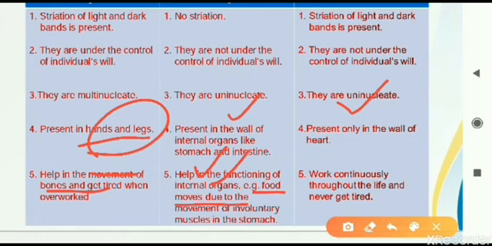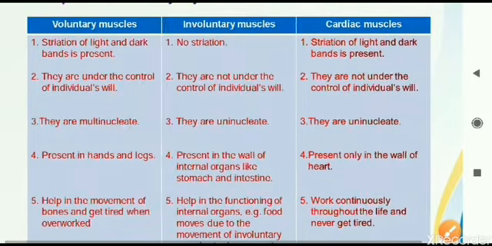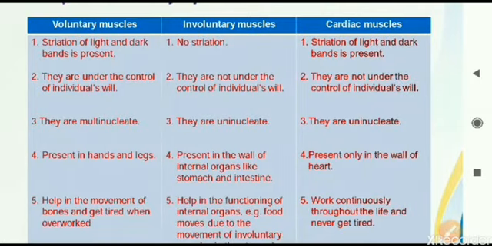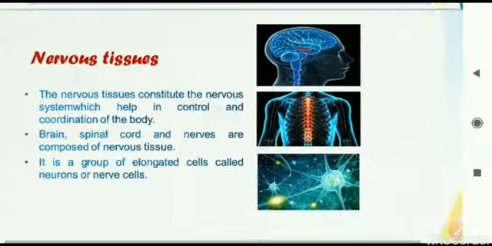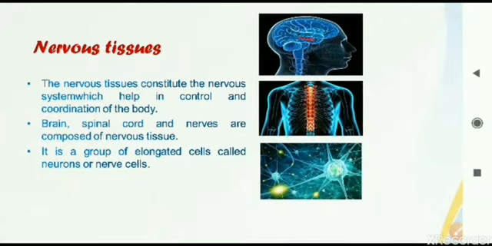The third thing is cardiac muscle. What are they doing? They help in the circulation of the blood. That is, they help the heart to pump the blood. All these we have seen as a comparative study of different types of muscles. Now the last type of tissue, the nervous tissue, we will see.